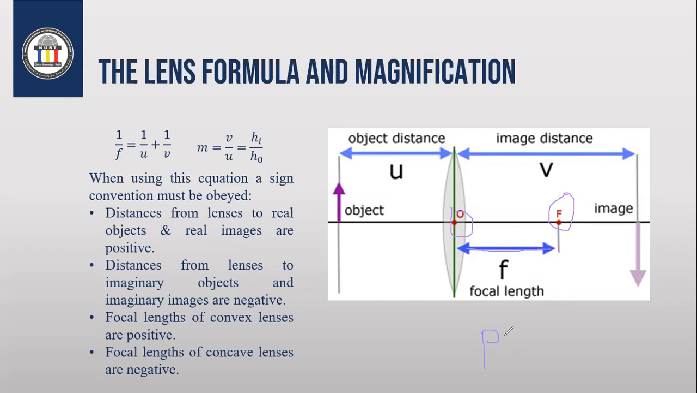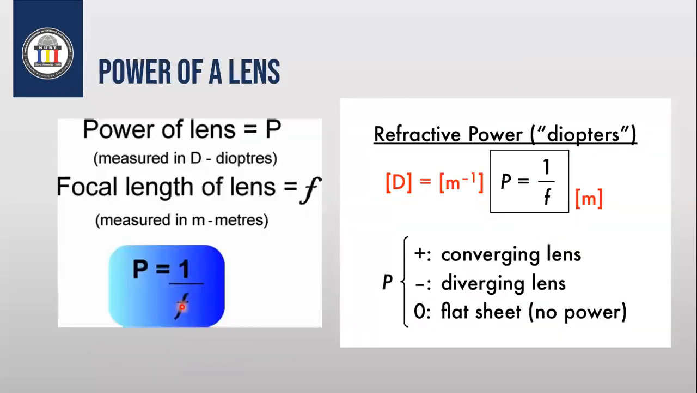P, which is the power, is 1 over this F. All right? This is what we said about the power. Power is 1 over focal length. The focal length is measured in meters. 1 over meter, we name it diopters. This is the unit of the power of the lens.